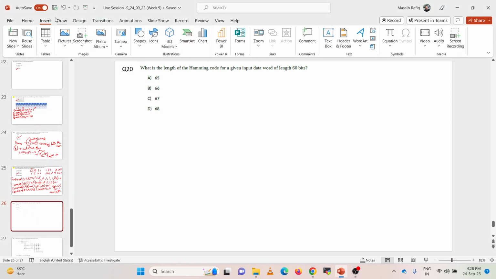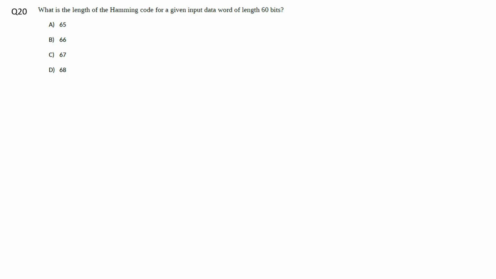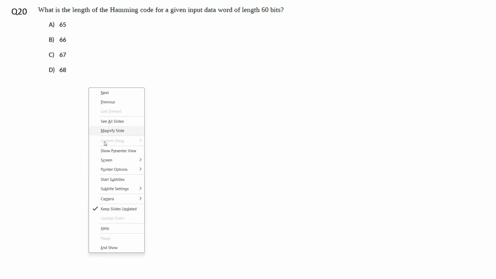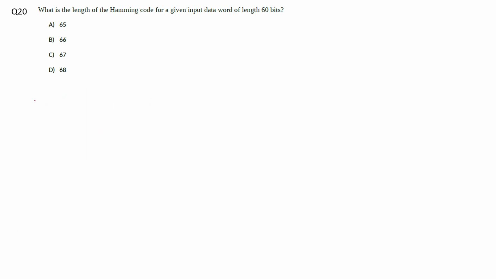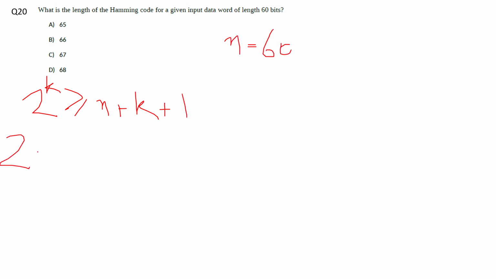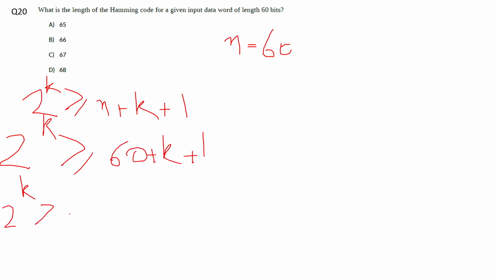So we have seen this type of questions. As I told you earlier, for Hamming code we have this condition: 2 raised to power k should be greater or equal to n plus k plus 1. Here n is 60, so 2 raised to power k should be greater or equal to 60 plus k plus 1. So 2 raised to power k should be greater or equal to 61 plus k.